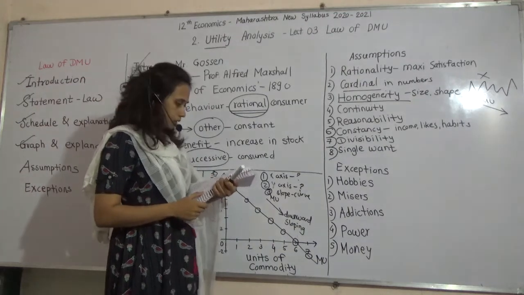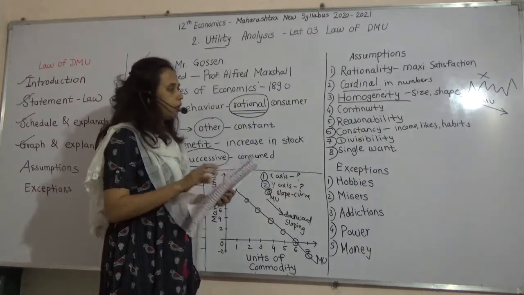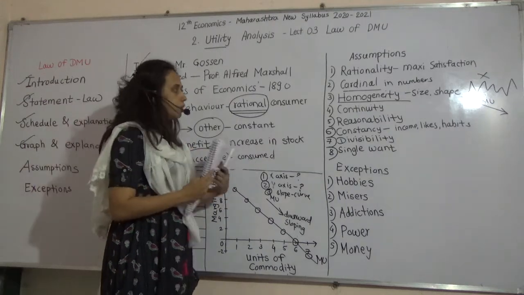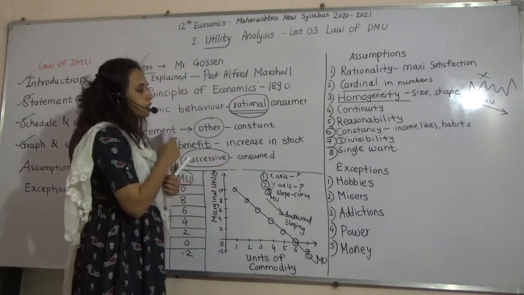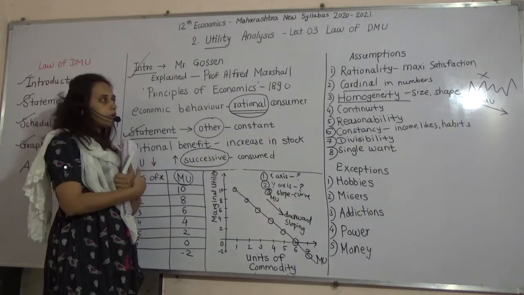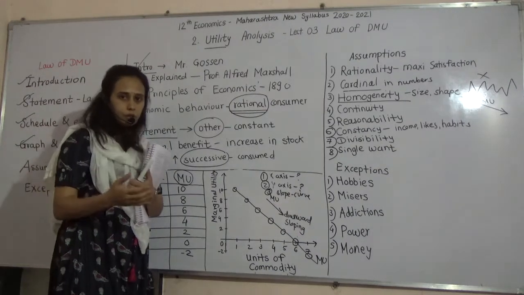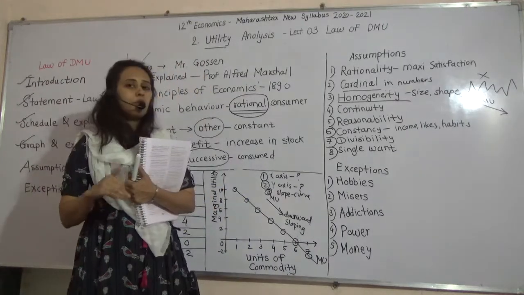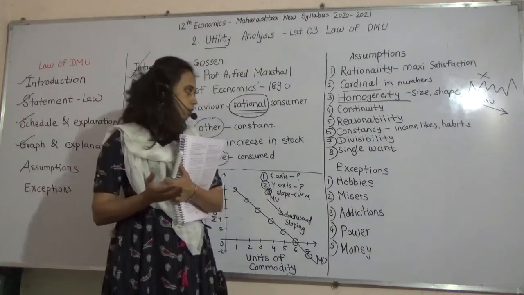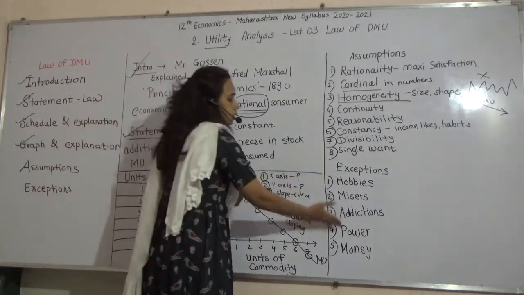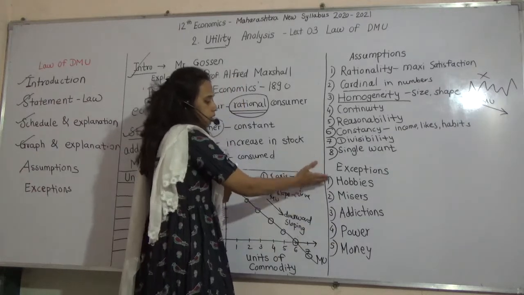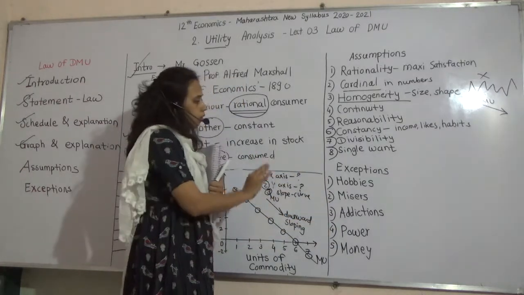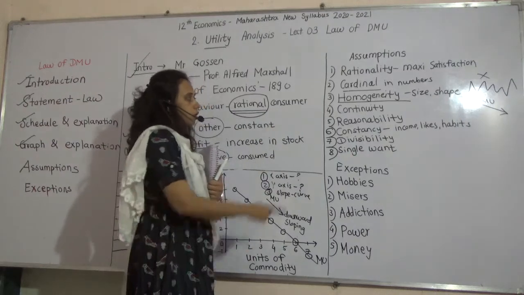We are done with the assumption part. Now the last part, exceptions. The first part is hobbies. Now remember, what are the exceptions? Assumptions are what? While proving any law, I have to assume a few things. Those are assumptions. And what are the exceptions? Exceptions means these are the things where the law is not applicable. These are the exceptions to the law.